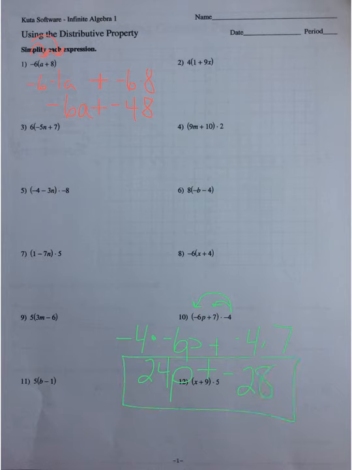And why are we done here? We can't go any further. Well, we can't go any further because our video yesterday was on like terms. These are not like terms. The 24 has the letter p with it, and the -28 does not. So you cannot combine these two. You are finished.